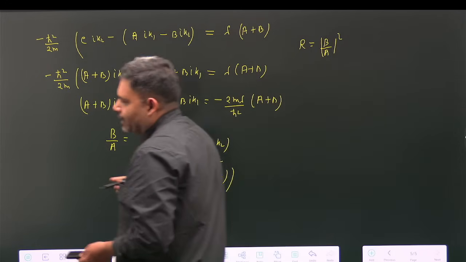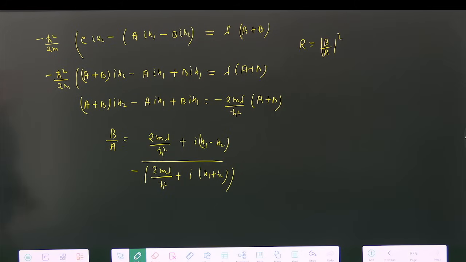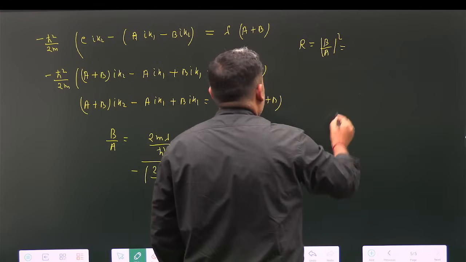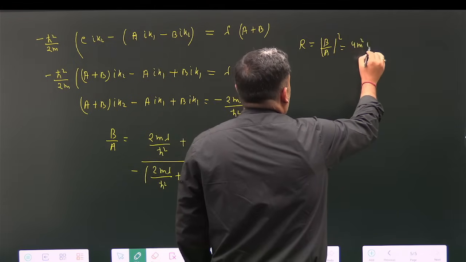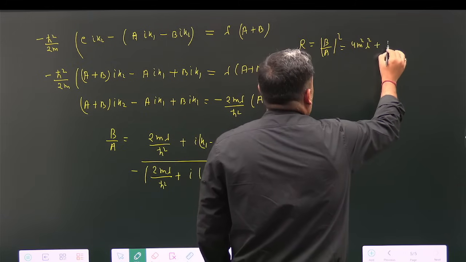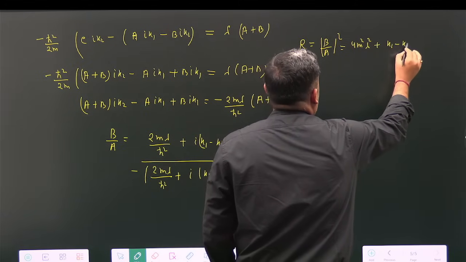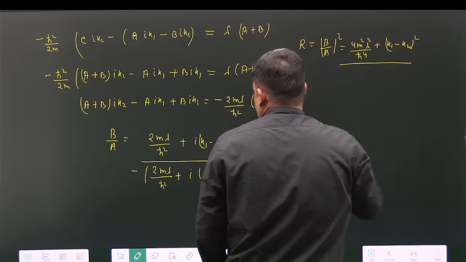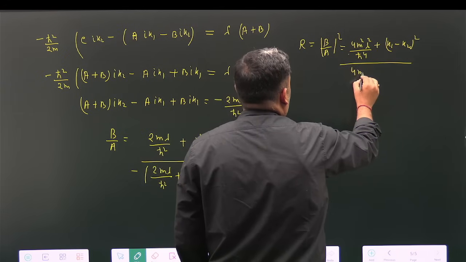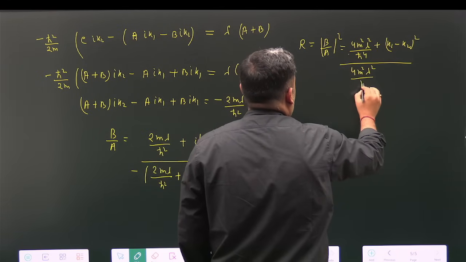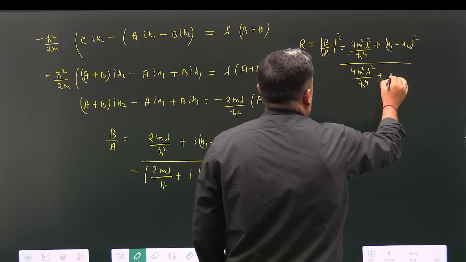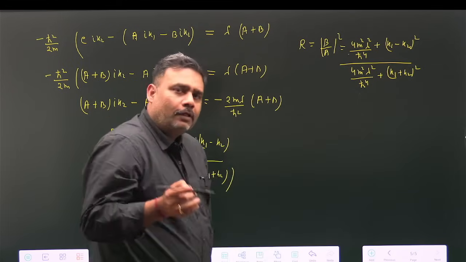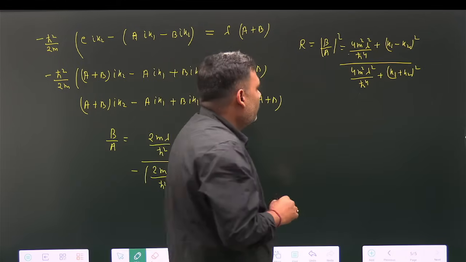So now you can say this is nothing but a complex number. So when we use this square term, then |B/A|² is equal to [4m²λ²/ħ⁴ + (k1 − k2)²] upon [4m²λ²/ħ⁴ + (k1 + k2)²]. Now we will put the value of k1 and the value of k2.